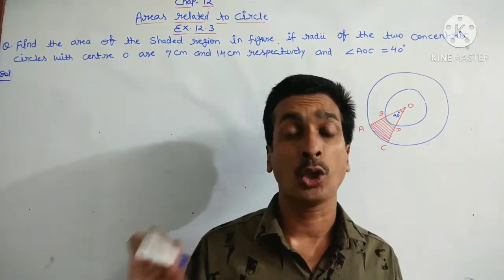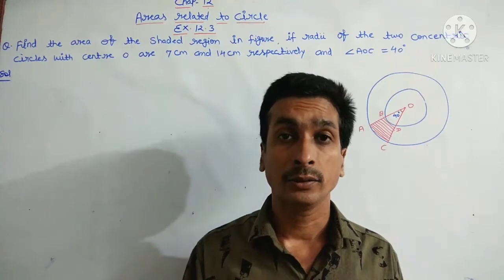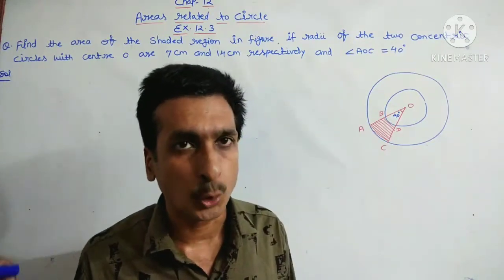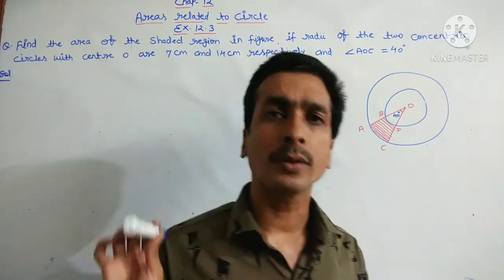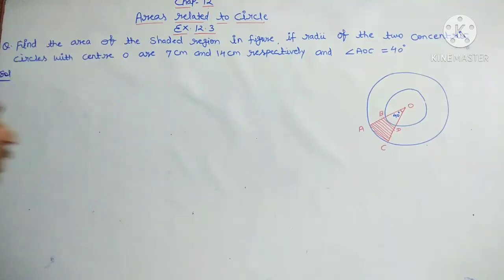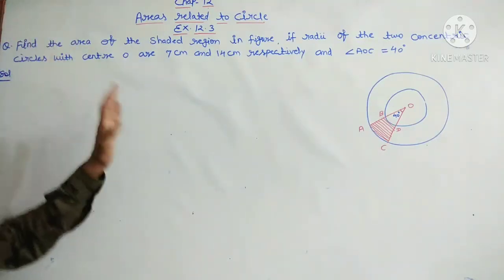We will discuss chapter number 12, and the name is Area Related to Circles. We have discussed 12.1 and 12.2 in earlier videos. We will now discuss exercise number 12.3. Here question number one is: find the area of the shaded region in the figure.